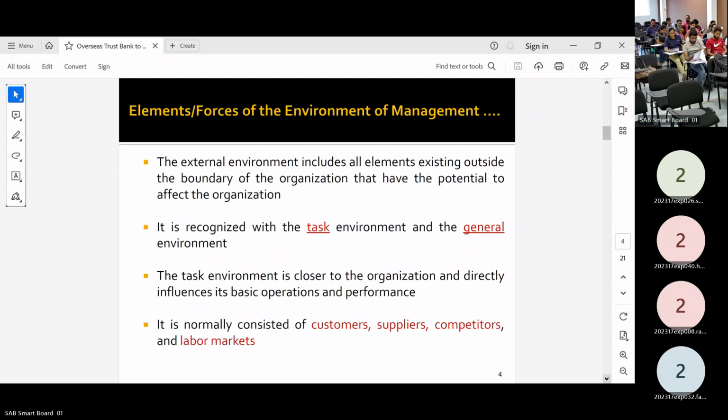Then the second one, no? External can be further divided into another two. The external environment includes elements, as first we have defined that. We should present the meaning of that, as we said for the internal one, no? External environment includes all elements existing outside the boundary of the organization, and it continues, that have the potential to affect the organization.